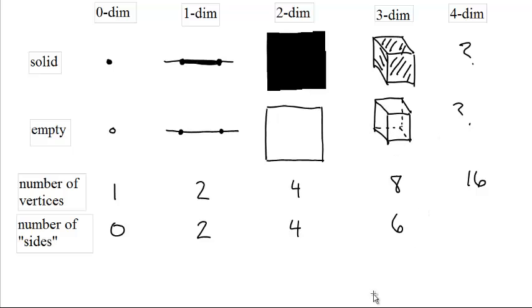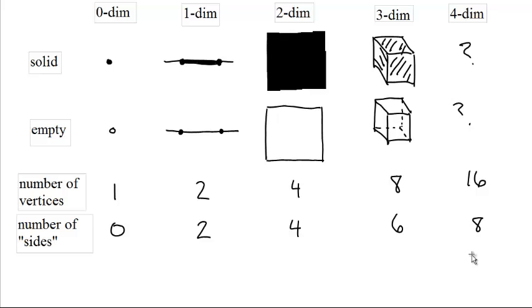So what's the pattern here? 0, 2, 4, 6. We are not doubling at all because there's nothing you can multiply 0 by to get 2. If we multiply by 2, we get 4, but if we multiply again, we'd get 8. So it's not doubling, it's adding. Add 2, add 2, add 2. So we would assume 8 sides on a 4-dimensional cube, hollow cube.